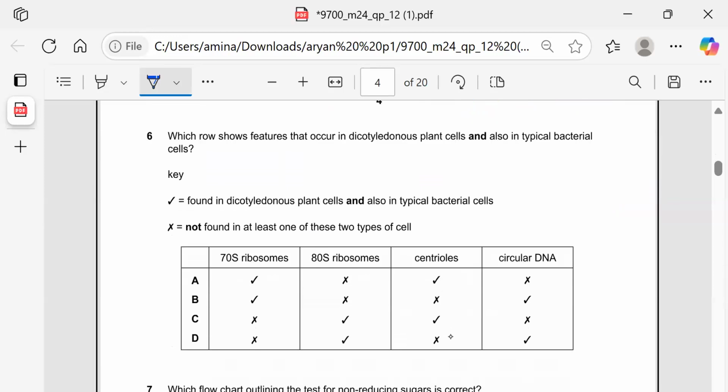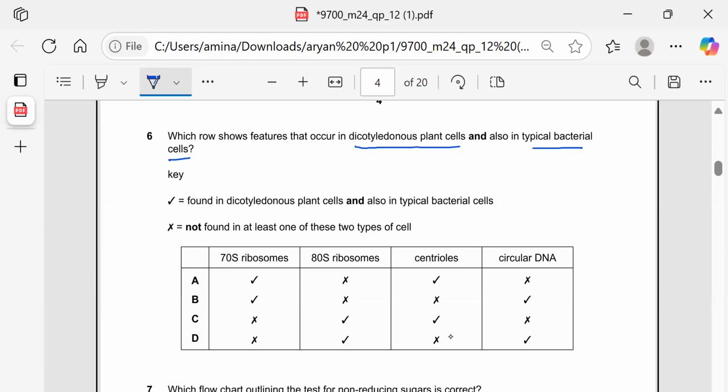Question number 6: which row shows features that occur in a dicot plant cell and also in a typical bacterial cell? It means that the examiner is looking to see whether you can differentiate between a eukaryote cell and a prokaryote cell, because a plant cell is basically a eukaryote cell. And the examiner is looking for one more thing, not only for a eukaryote cell. If it is a eukaryote cell, can you differentiate between an animal eukaryote cell and a plant eukaryote cell?